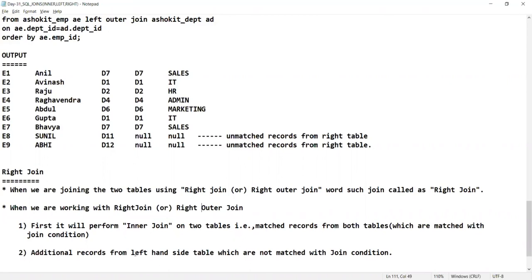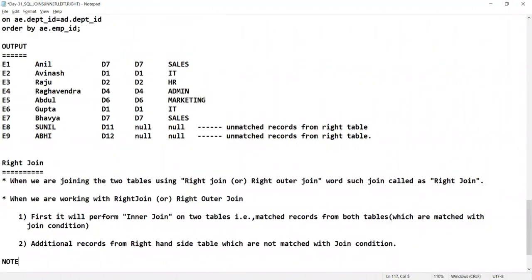And additional records from the right table, the right hand side table, which are not matched with the join condition. So the additional records are pulled from which table, sir? Left table or right table? Here additional records are pulled from the right hand side table, sir.